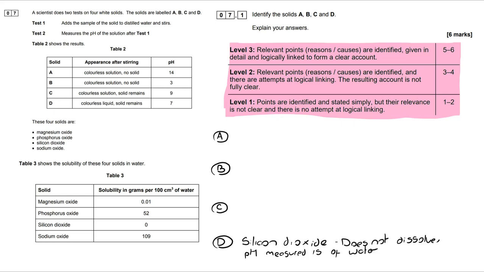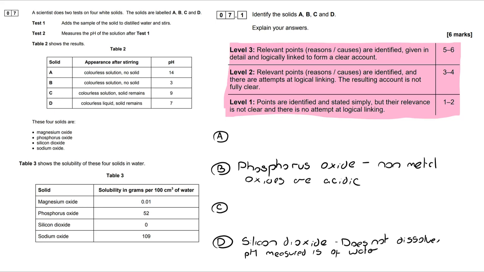If that's the case, we are going to still be measuring the pH of the water that it's not dissolved in. So we are going to say that D is silicon dioxide because the pH is 7, and also the solid remains. We can see that within table 2. If I then go to B, I'm considering the fact that phosphorus oxide is a non-metal oxide, and non-metal oxides are acidic. That's the only example of a pH below 7, so that must be the correct answer.